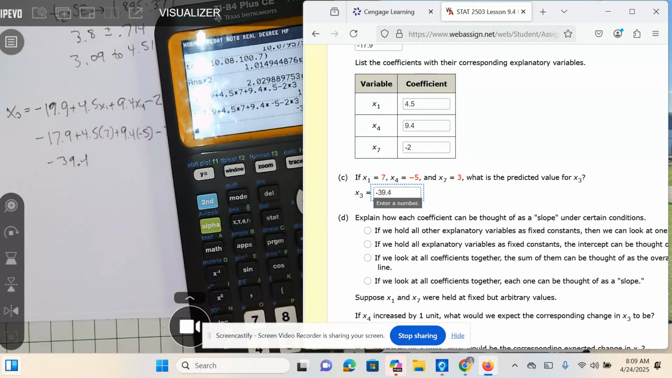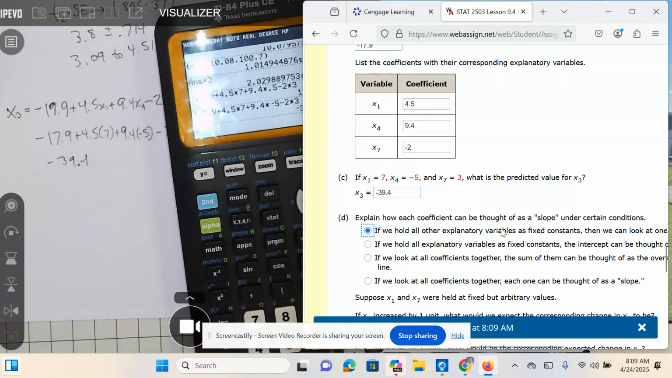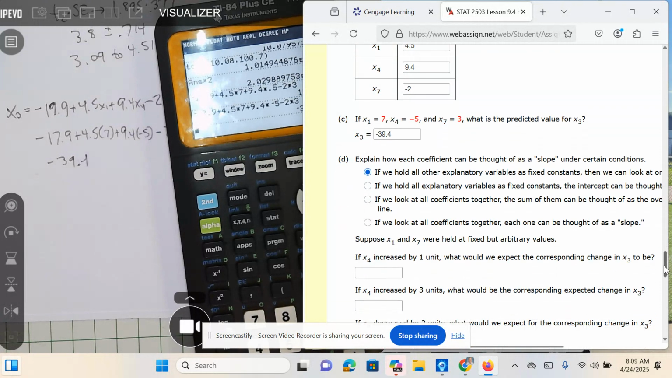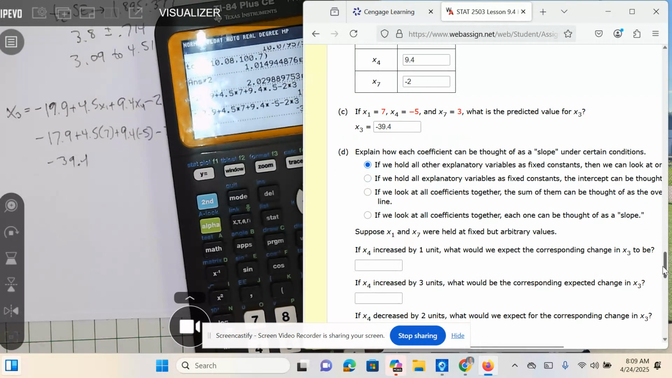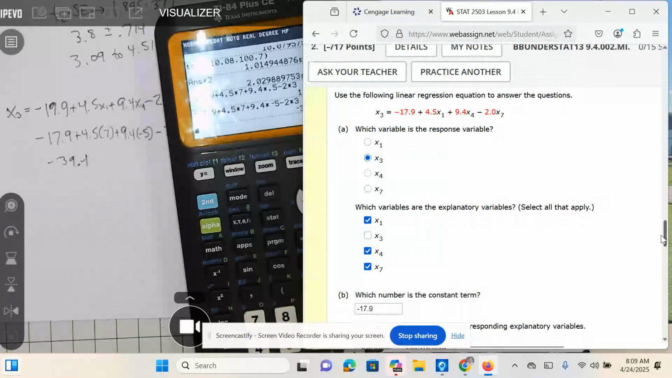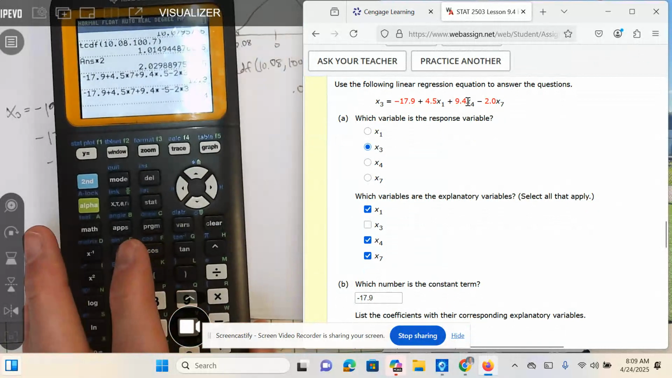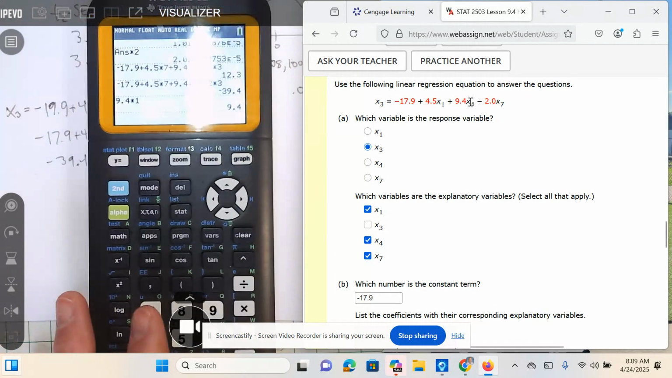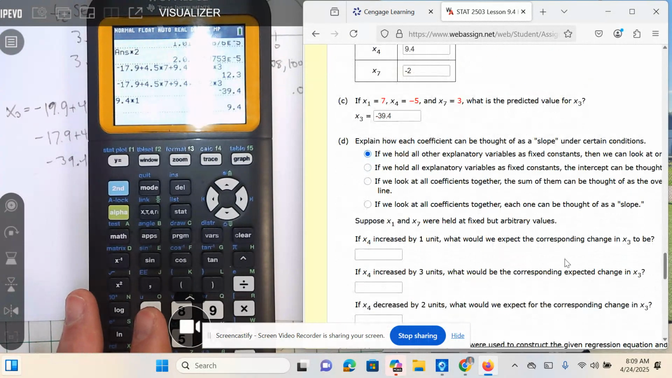All right, so what does this mean? If we hold all the other explanatory variables as fixed constants, we could look at that one coefficient as the slope. So if we held x1, x4 constant, then we could look at that negative 2 as the slope. Suppose x1, x7 were held as fixed arbitrary values. Now we're going to look at x4. So if x4 is increased by 1 unit, I look at the slope, 9.4, and multiply it by how many units it's increased by, so it ends up being 9.4. So the whole thing would go up 9.4.